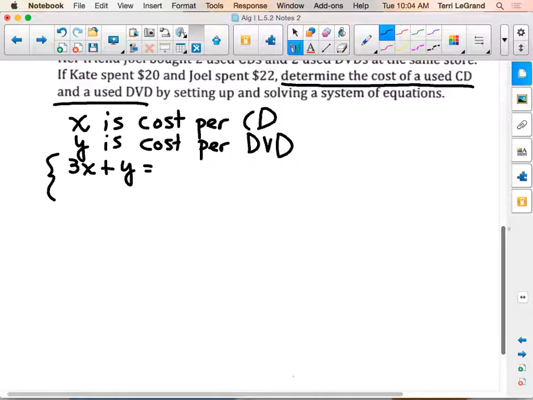Okay, and equals how much? 20. So this is representing what? What is this really representing, Benton? Which person? Kate. Kate bought 3 CDs at x dollars apiece. She bought 1 DVD at y dollars apiece. And altogether, apparently, she spent $20. Is that right? Okay, who's the other person? Joel? Okay, what's Joel's equation then? Riley?